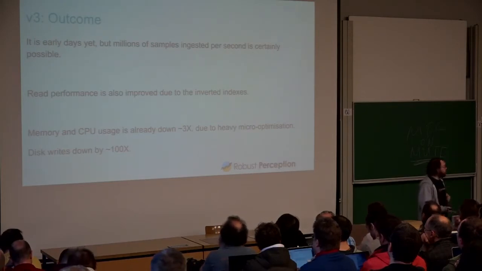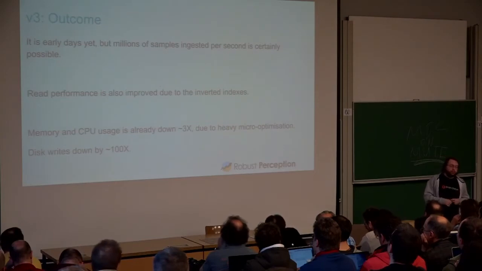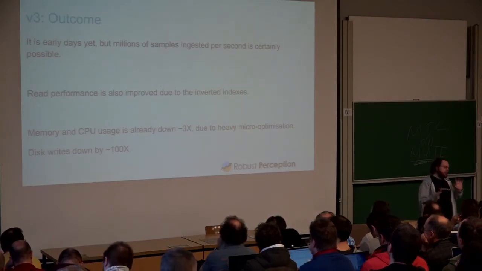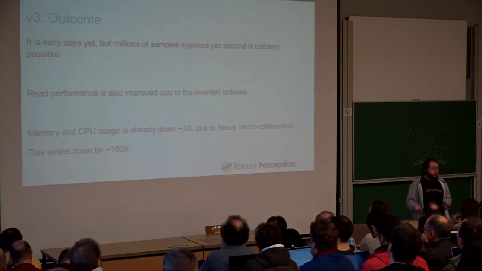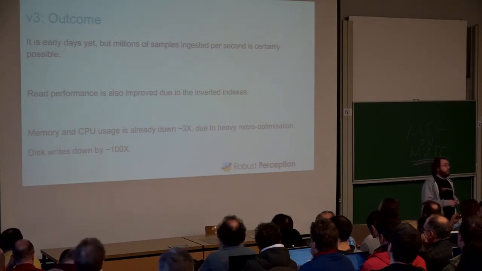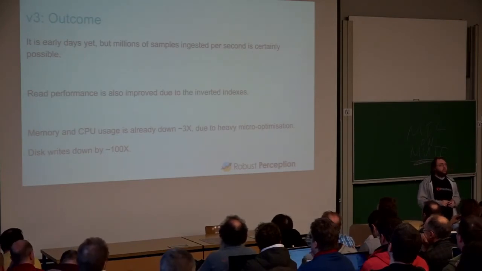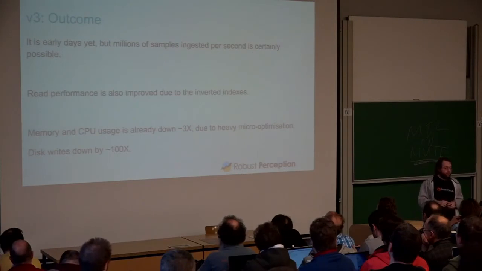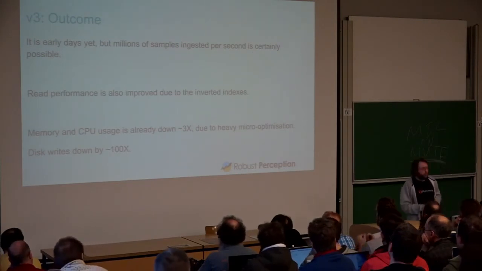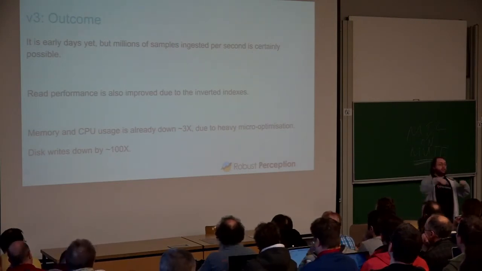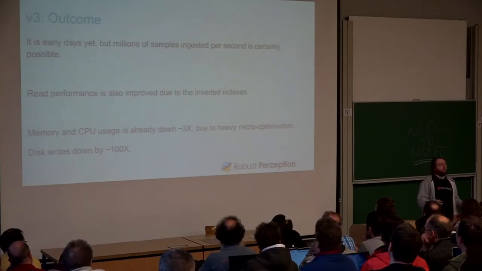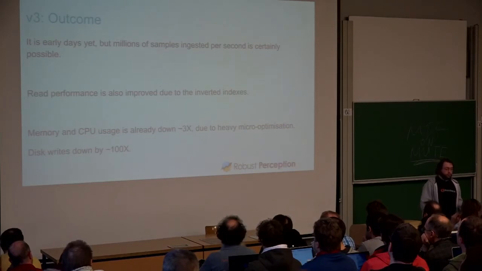The read performance also improved quite a lot due to the inverted indexes, though some things have slowed down a little bit. And memory and CPU usage were down about a factor of 3 due to heavy micro-optimization. It's been optimized to hell and back, basically. And disk writes, because, well, we're no longer writing all these files, basically IOPS are down by a factor of 100, which lots of people thank us for, which is good.